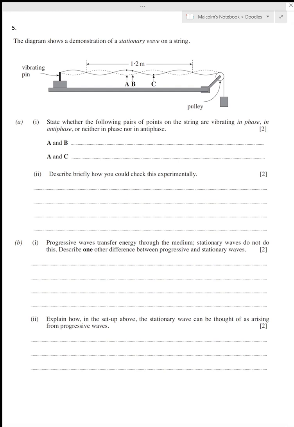First question, state whether the following pairs of points on the string are vibrating in phase or in antiphase, or neither in phase nor antiphase. Points A and B we can see are between the same pair of nodes, so they are oscillating in phase with each other. Remember, in this stationary wave, points A and B will both simultaneously go from where they are currently positioned to that lower bit. They'll do that in phase with each other.